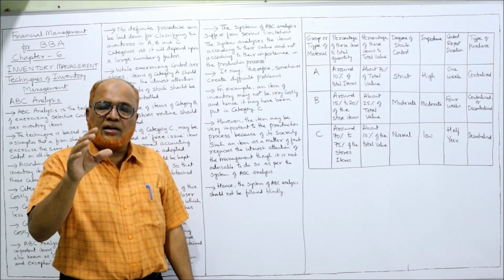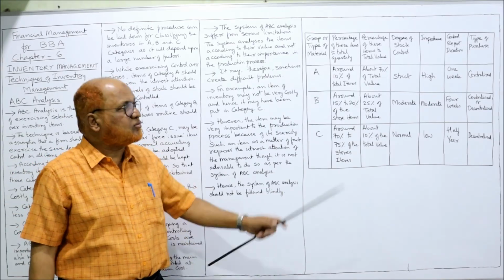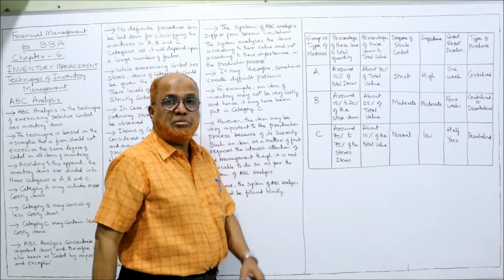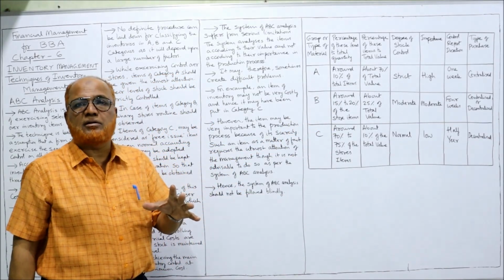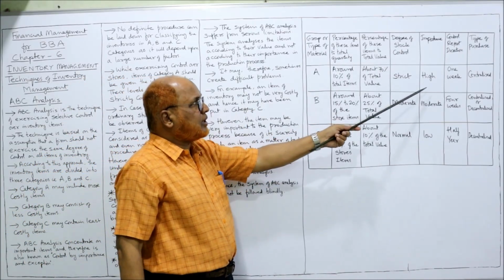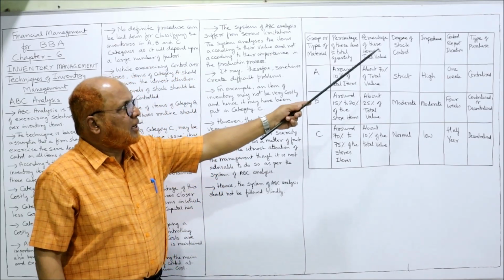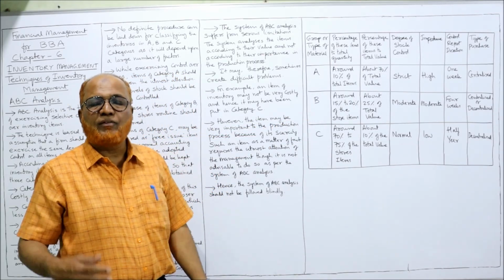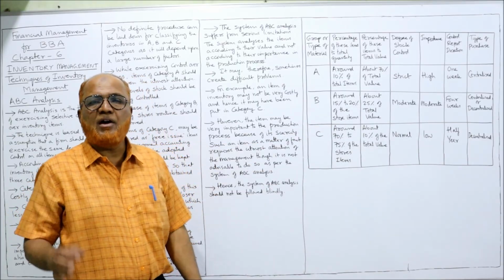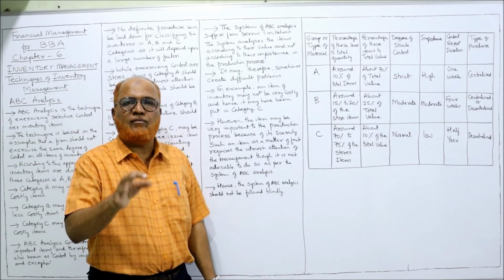That means its items are few, but its value is very high. That's why we are putting it in A category. Degree of stock control, strict control should be made because value is highest, 70% value. And importance, highly important. A category items are highly important. Next, control report duration. When we have to report the controlling, 1 week. Every week we have to check. We have to put the control every week.